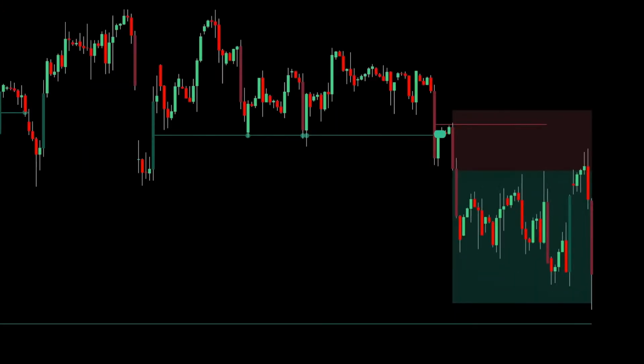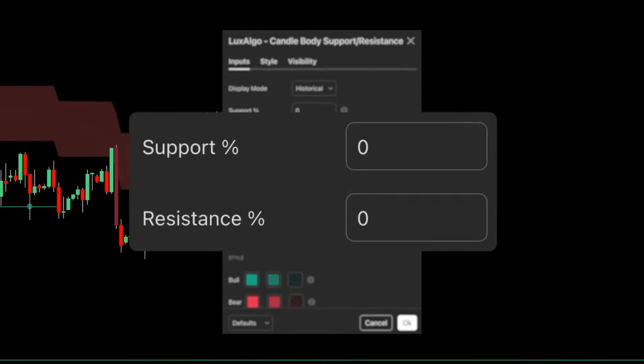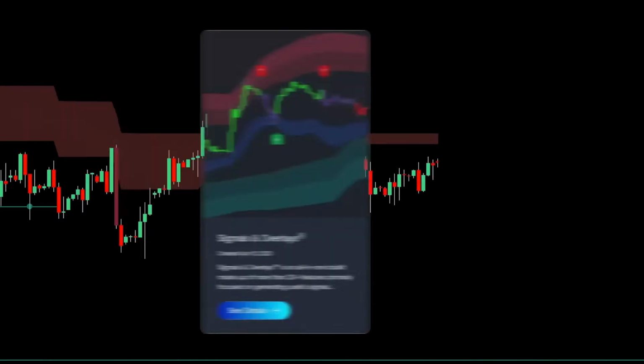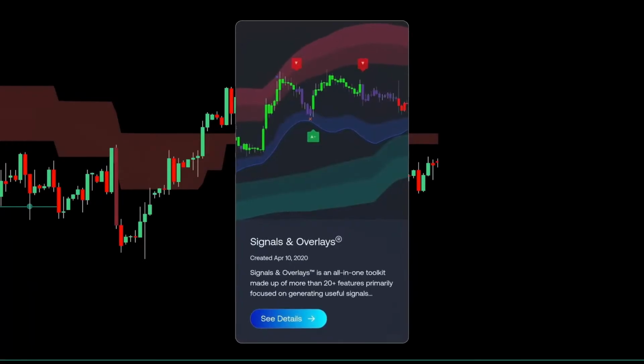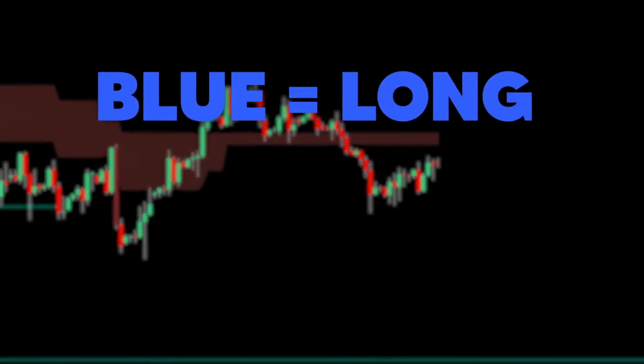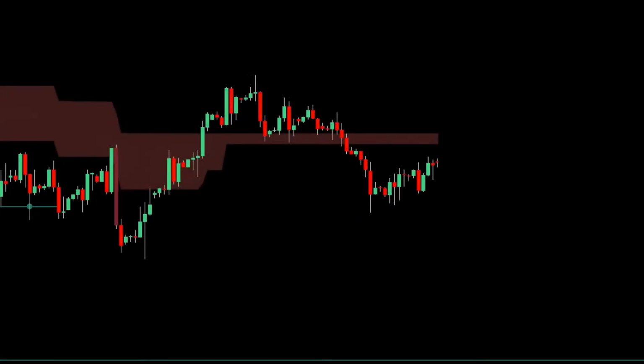You can use the accompanying support or resistance line as your stop loss level, and another volatility zone as your target. In this example, we've set the support and resistance levels to 0%, so they're drawn from the open of the candle, giving us a precise baseline. We're also using the NeoCloud from the Signals and Overlays toolkit to confirm our directional bias. When it's blue, we're only looking for long setups. When it turns red, we're hunting for shorts. In this case, the cloud is red, so we're focusing on short opportunities.